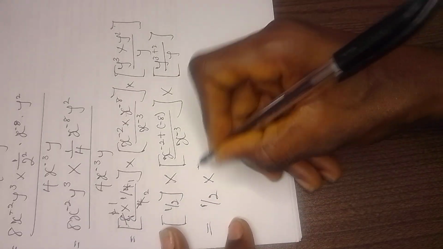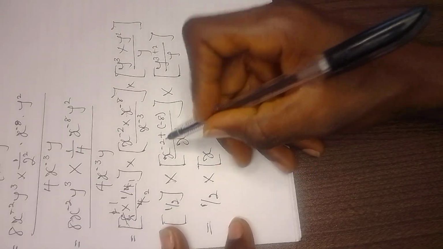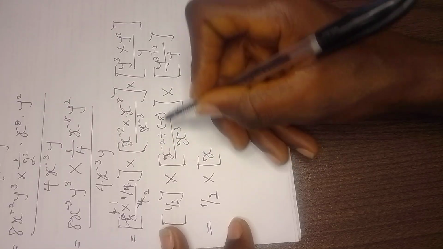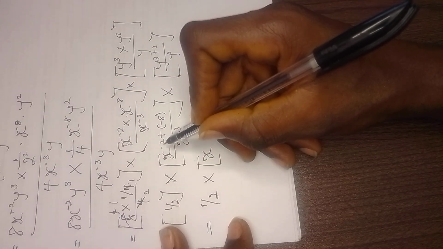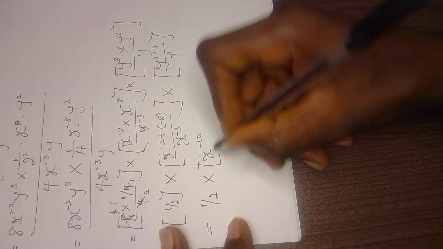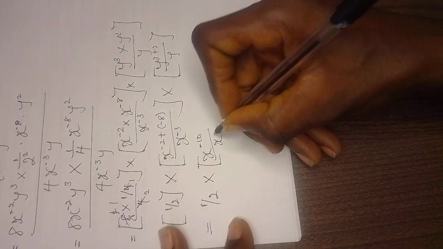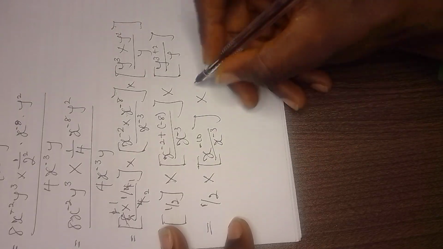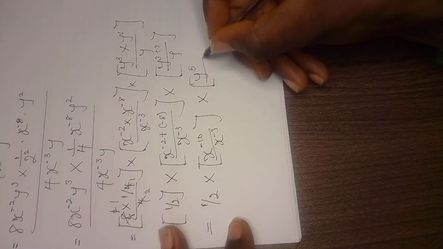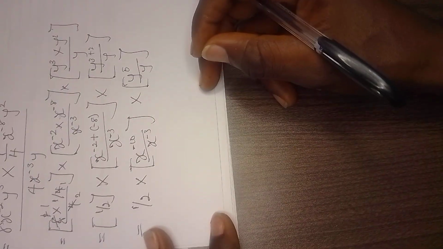Multiply by x raised to the power of minus 2 plus minus 8. Minus 2 minus 8, because plus minus is minus. So minus 2 minus 8 will give you minus 10. Everything over x raised to the power of minus 3. Then multiply by y raised to the power of 3 plus 2 is 5 over just y. Are we there?